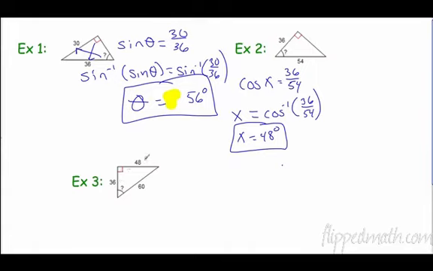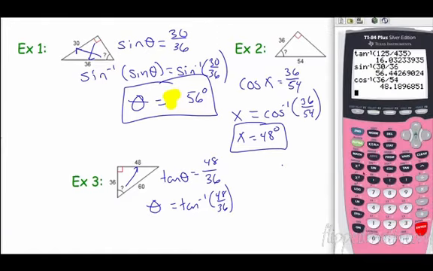Let's do this one. Now we can do anything we want, right? Because we have all three sides. So what have we not done? We haven't done tangent. So let's do tangent. Tangent of theta equals opposite 48 over adjacent 36. So theta equals inverse tangent of 48 over 36. See what we get when we do that one? Second tangent, 48 divided by 36. 53.1, so it stays 53.